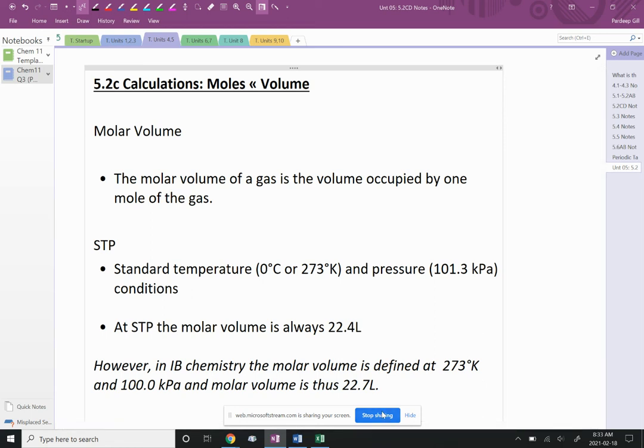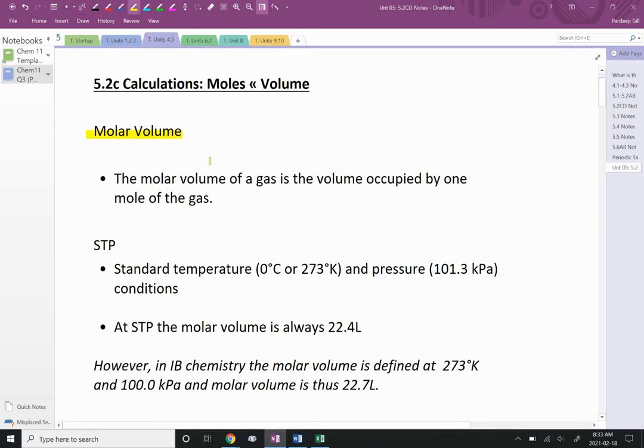All right, in this video, we're just going to continue on with some more calculations, but this time the calculations are going to look at something called molar volume. So the volume per mole of a particular compound or element. The molar volume of a gas is the volume occupied by 1 mole of the gas. Molar mass was the grams per 1 mole. Molar volume is the liters or the mils per 1 mole.